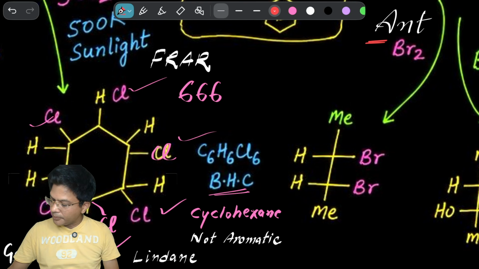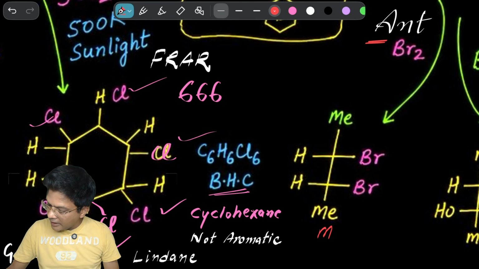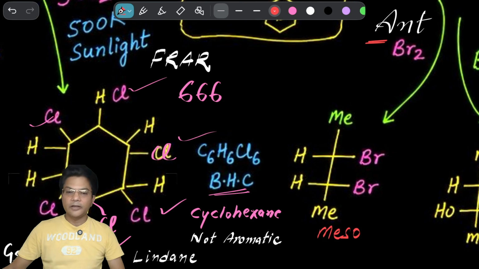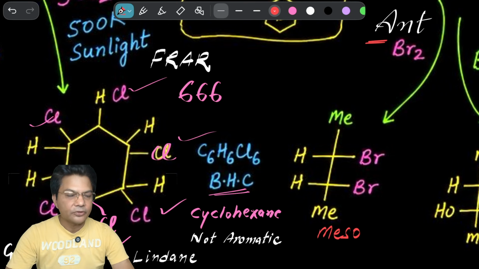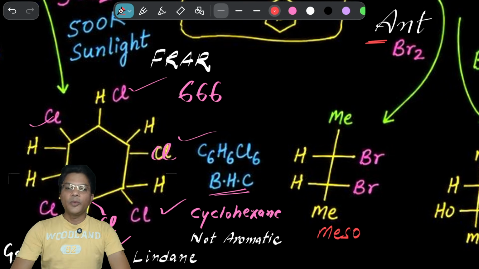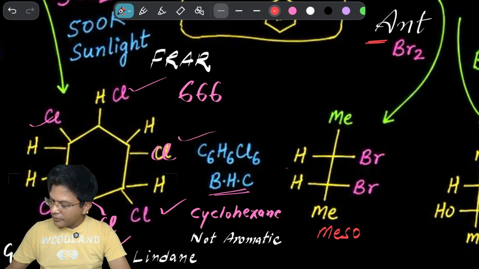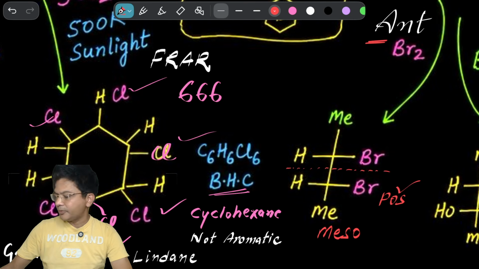And meso is optically inactive. It is an optical isomer, but still optically inactive because a plane of symmetry is present. Plane of symmetry is present, my dear student. So meso.